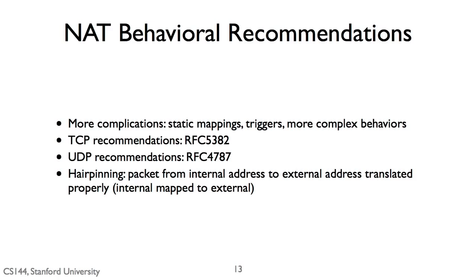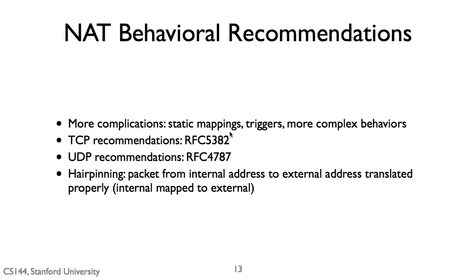You have things like triggers. If you see packets going out in one direction, then also set up this additional mapping. This is really useful in some of the early days of first-person shooters, online games, where, again, they hadn't been built with NATs in mind. There's really diverse NAT behavior. There's all kinds of more complex things that happen.